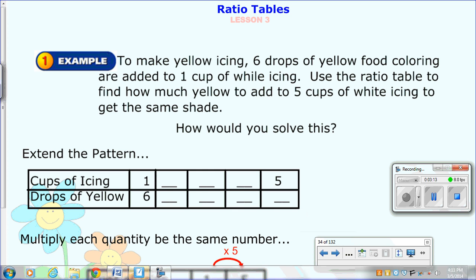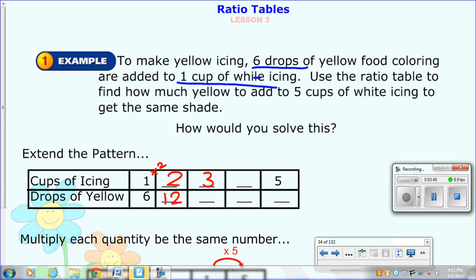So here, I made a table and I have the cups of icing and the drops of yellow. And it says right up here, for every 6 drops of food coloring, you get 1 cup of white icing. So I have that here. For icing, there's 1. For drops of yellow food coloring, there's 6. Now what I can do is just extend the pattern or keep doubling until I get to that 5. So for 2 cups, I need, well, here I times by 2, or double, 1 plus 1. 6 plus 6 is 12. I do the same here.